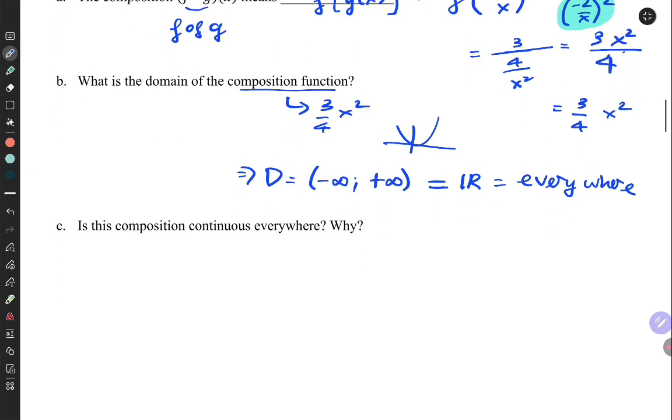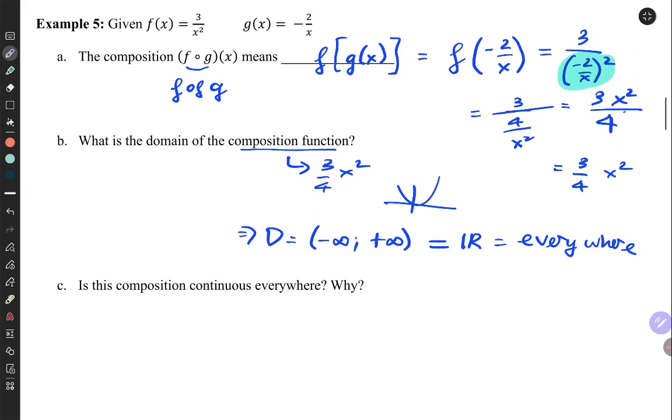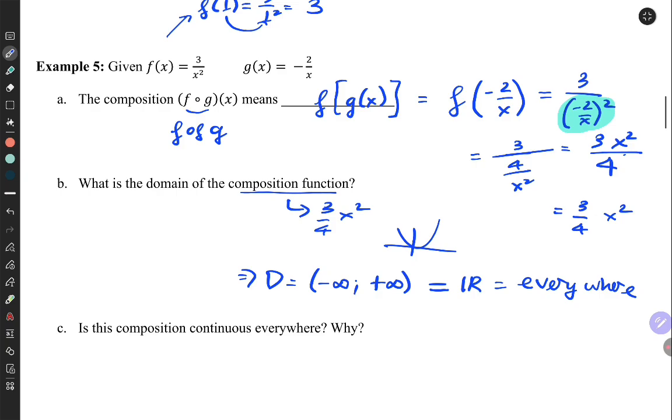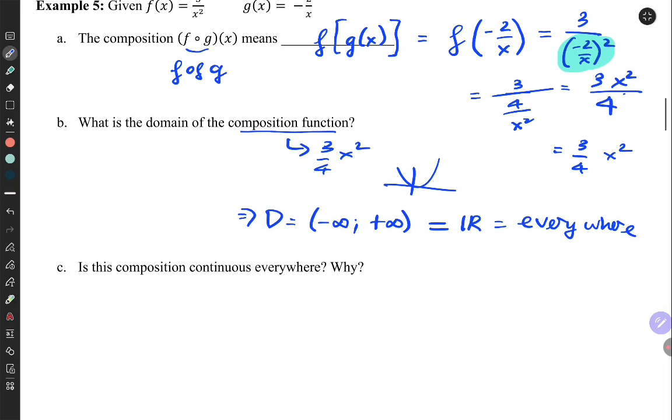Note the domain is still satisfied. You can still plug in 0 here and you can still get a number. But if you actually use a calculator or computer to plot the composite function, you're going to see it is continuous at 0. So continuous everywhere? No.